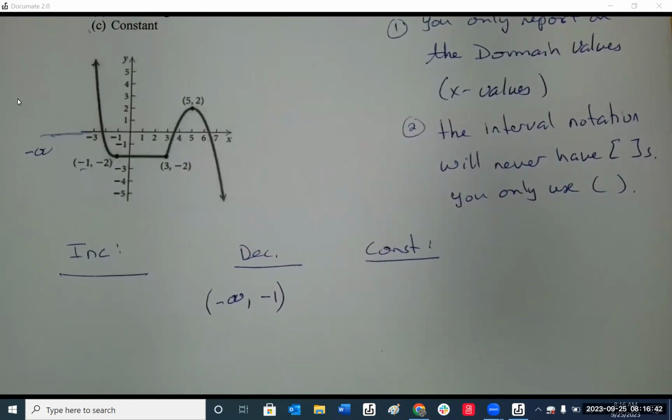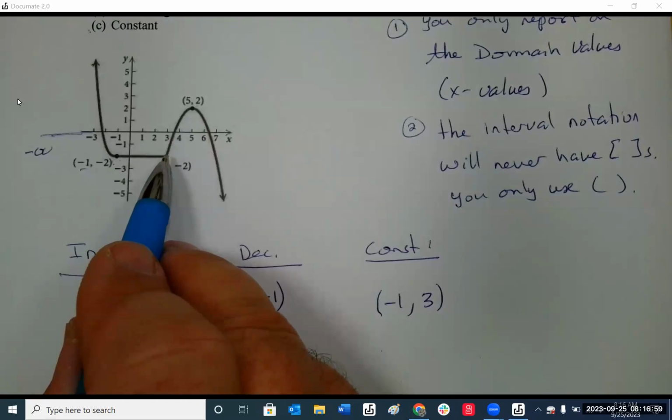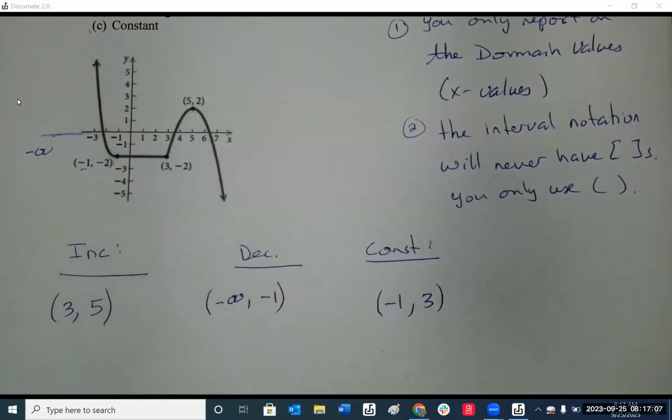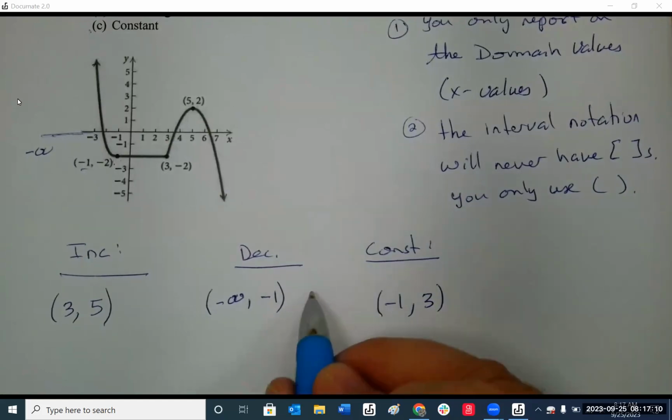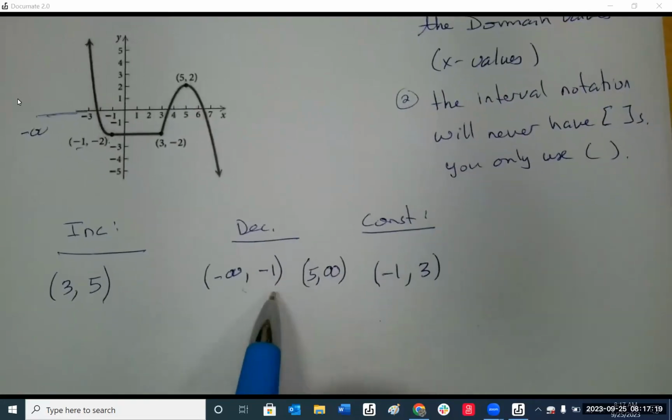What does it start doing at -1? Right, so it's constant from -1 to where? Very good. To 3. Then from 3, it's doing what? So it starts off at 3. It's increasing to where? And then at 5, it does what? So it starts off at 5, and it's decreasing to where? Positive infinity, right? And since we're doing interval notation, we have to put a union in the middle of the decreasing part.